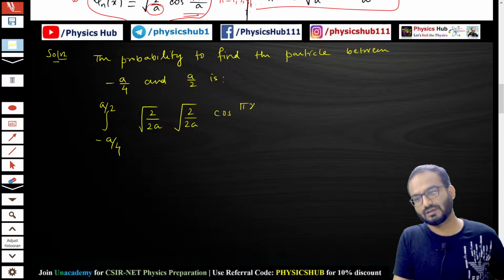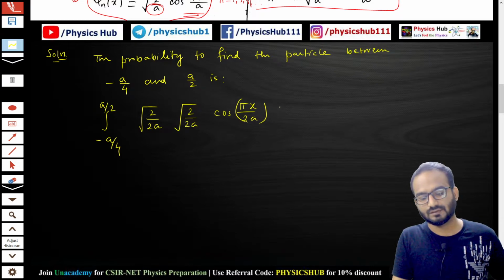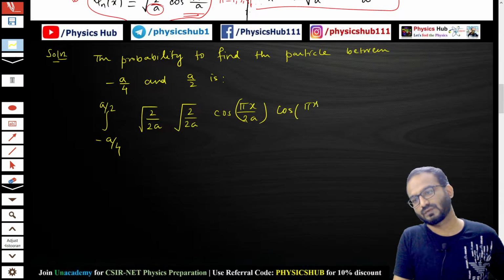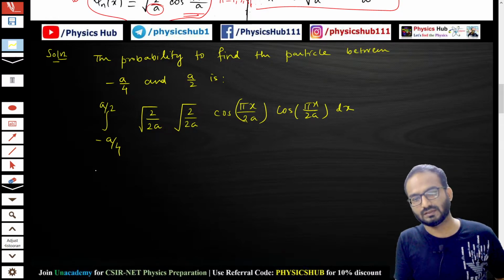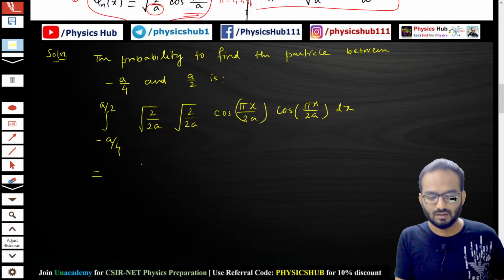So n equals 1, pi x by a, where the width here is 2a. Okay, so it is appearing two times, so just write two times. I'm just breaking it so that you can understand it very clearly. Otherwise, I could have written this as a square.